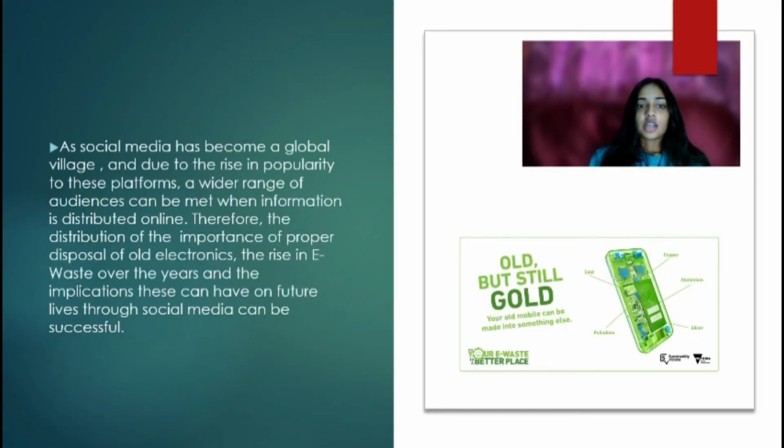As social media has become a global village, and due to the rise in popularity of these platforms, a wider range of audiences can be reached when information is distributed online. Therefore, spreading awareness of the importance of proper disposal of electronics, the rise in e-waste over the years, and the implications these can have on future lives through social media can be successful.